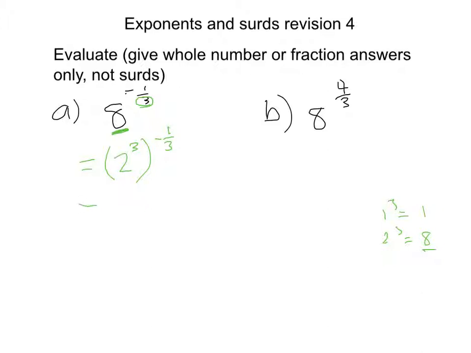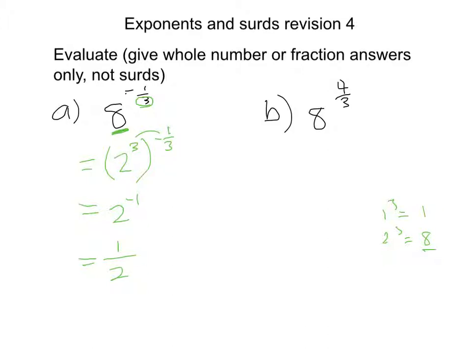Now, remembering our index laws, if we have a bracket we will multiply the powers through. So 3 times a third is 1, 3 times a negative a third is -1. So we're going to have 2 to the power of -1. And then with the negative power we need to invert that, so that becomes 1/2. And that's our exact answer. So 8 to the power of -1/3 is equal to 1/2.